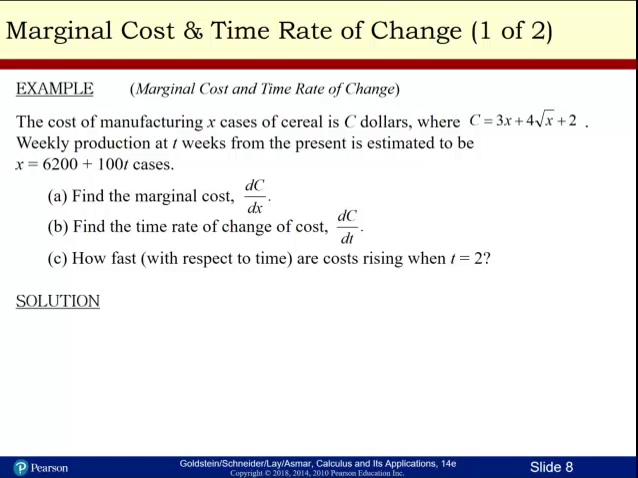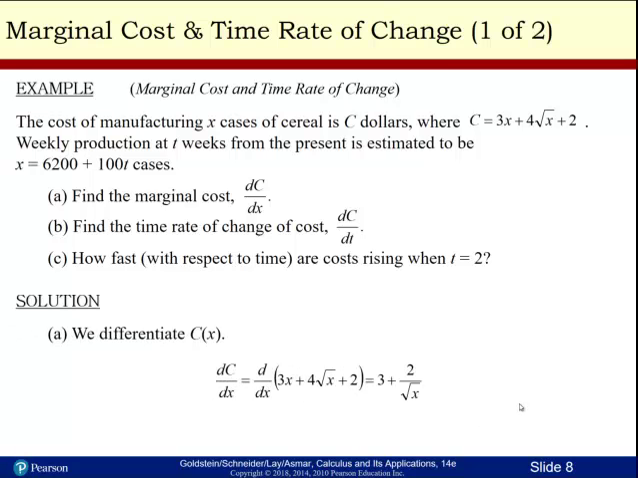Marginal cost is just C prime. Find the time rate of change of cost. This is C prime, but with respect to t. Marginal cost is C prime with respect to x. Notice. How fast with respect to time are costs rising when t equals 2? All right, let's see if we can work through these.